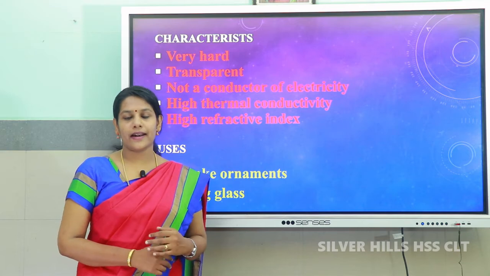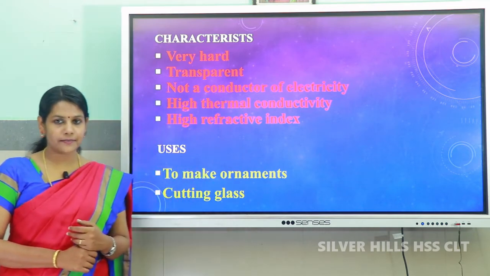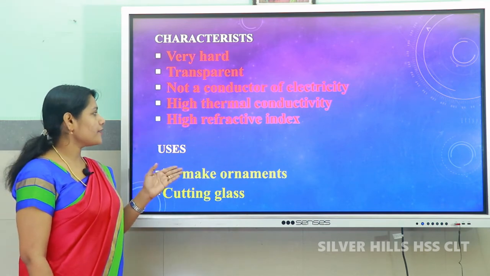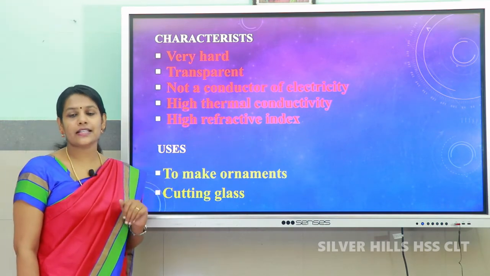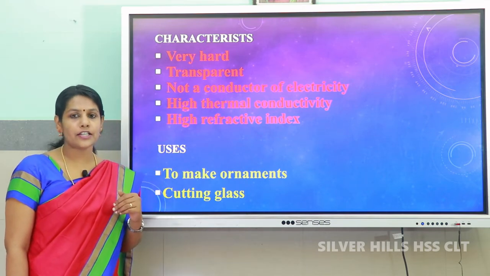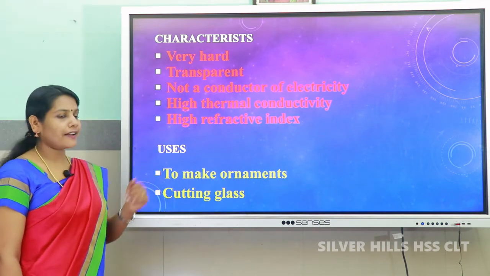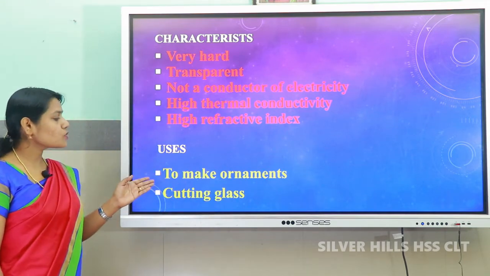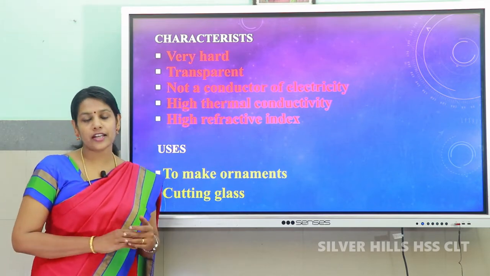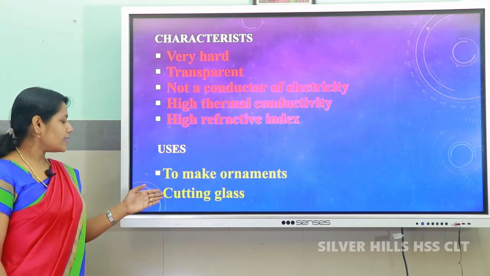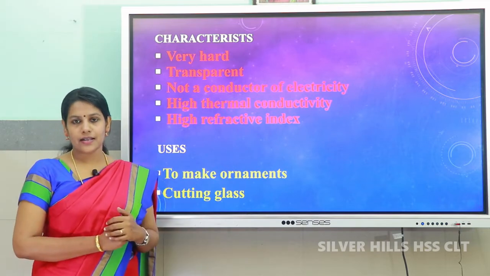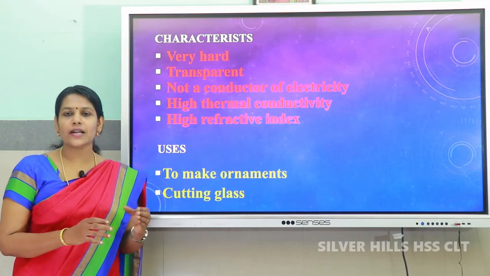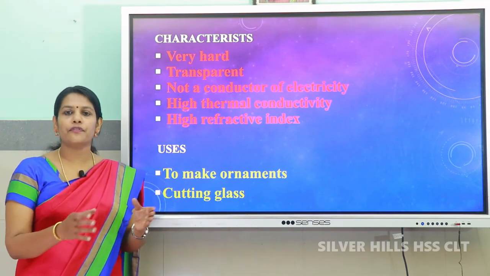Now, let us see what are the characteristic features of diamond. They are very hard, transparent, not a conductor of electricity, high thermal conductivity, that means it has got high ability to conduct heat, then high refractive index. Then the main uses are, they are used to make ornaments because of their luster. Then it is used for cutting glass. Since diamond being very hard, it can precisely and accurately cut glass into definite form or shape.